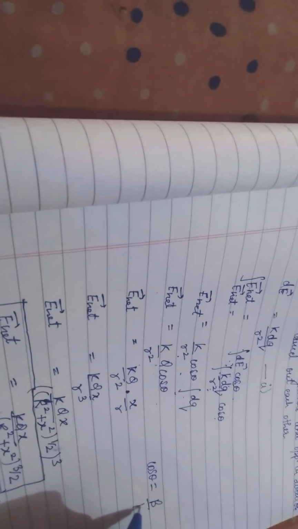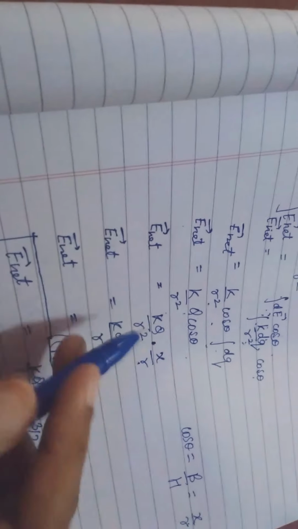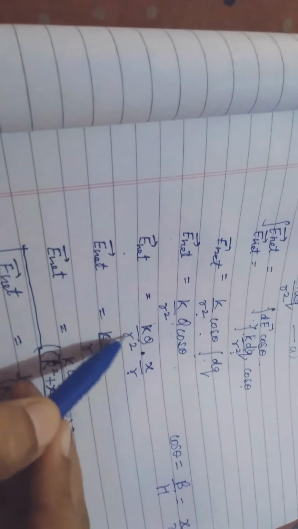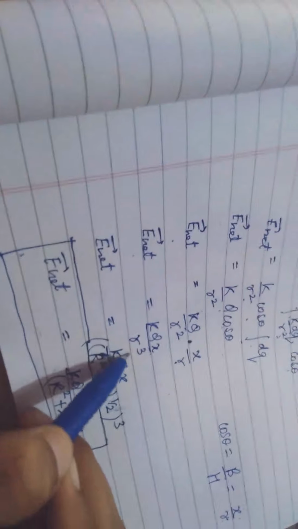Now cos theta is nothing but base upon hypotenuse. In this right angle triangle, the base is x and the hypotenuse is r. So cos theta will be x upon r. Using this, E net will be k Q upon r square into cos theta, and with cos theta equal to x upon r, E net will be k Q x upon r cube.